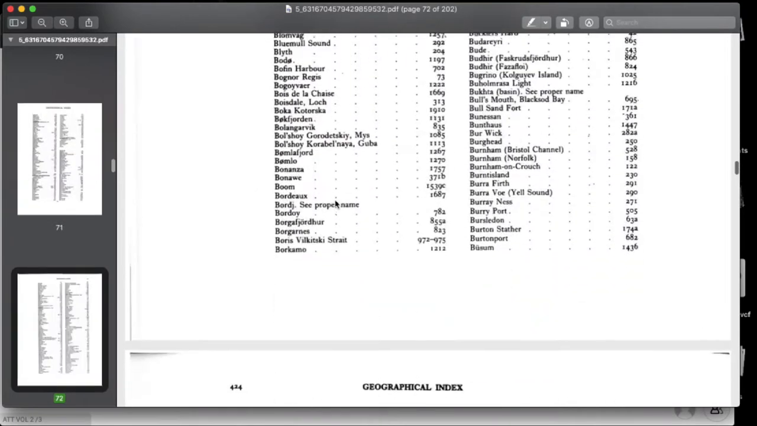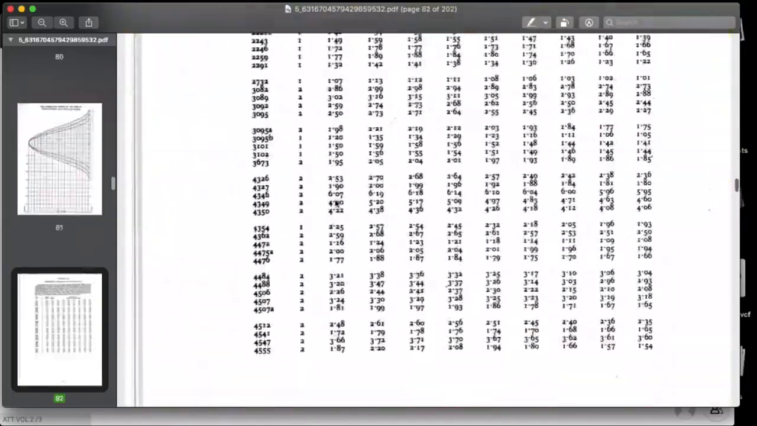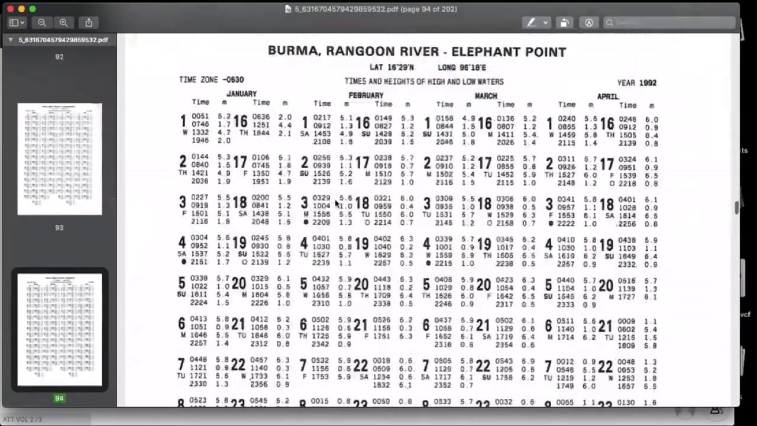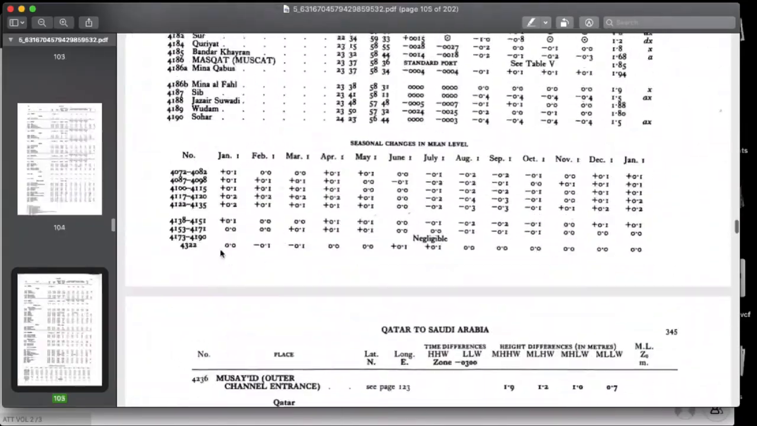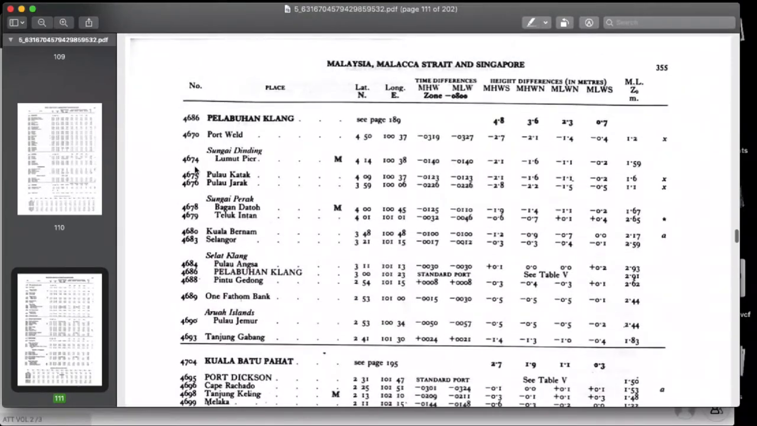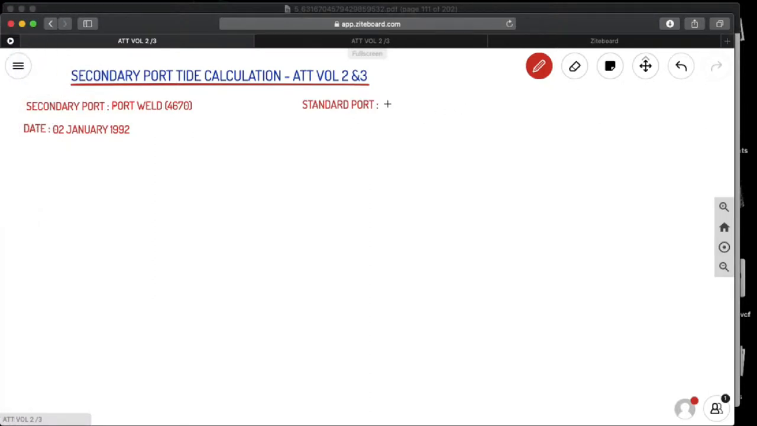Volume 2 begins over here. So let's go to the tide pages, the tables of secondary ports. The number was 4670. Let's see where it's coming. Go down. Yes, we get 4670. We've got its port, and the standard port is Pelabuhan Klang. The number is 4686. Let's note it down. The standard port is Pelabuhan Klang, and the number is 4686.